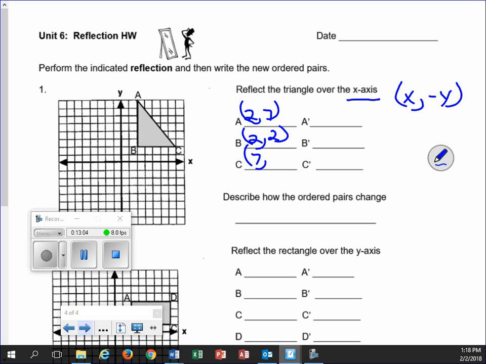Now, what I'm going to do is just the mathematical way. Because I'm going over the X, I'm going to take the opposite of the Y. So it's going to be 2, -7, right? And then here is going to be 2, -2. And then here is going to be 7, -2. Describe how the ordered pair changed. Well, the y became negative.